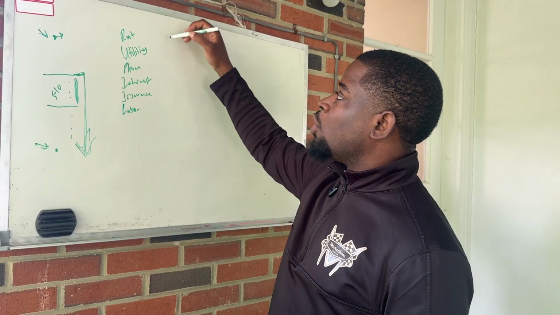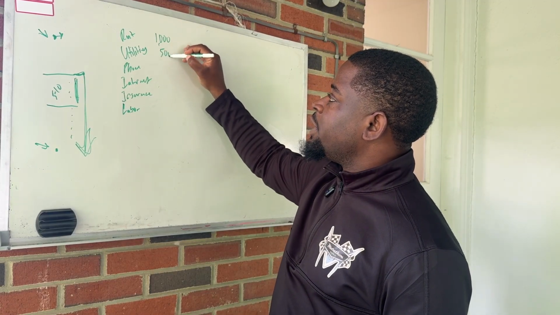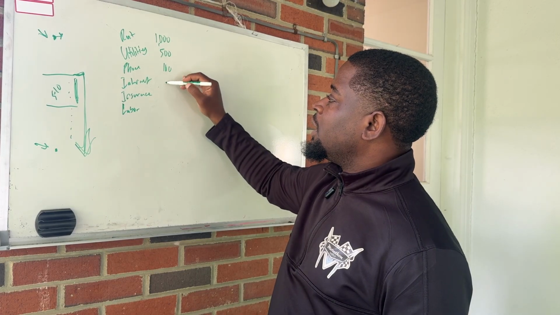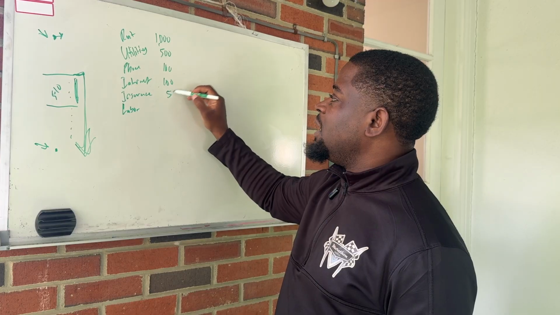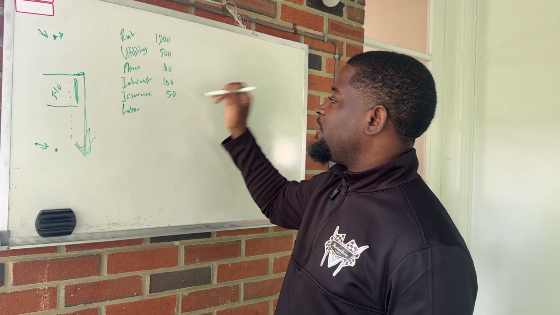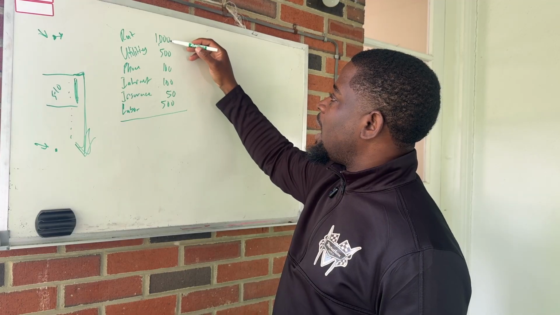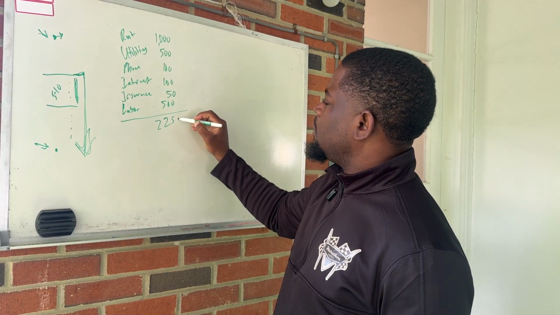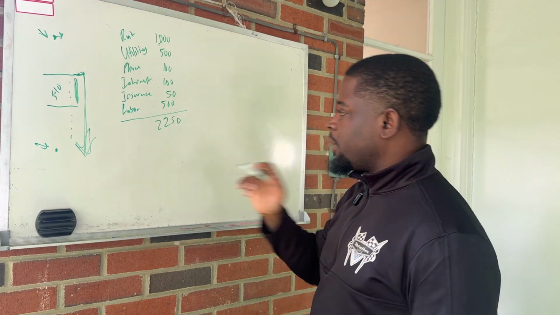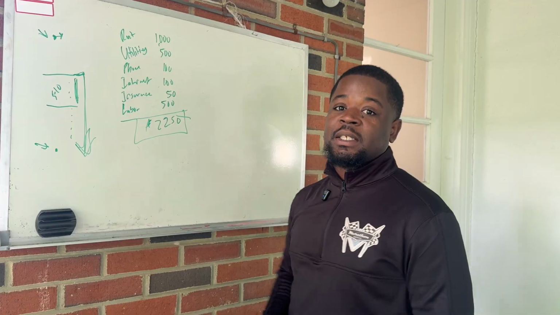I'm just going to throw some numbers out here. Let's say 1,000. Let's say 500. Let's say 100. Let's say 100. Let's say 50. And then let's say 500. We're going to add that up. It's 2,250. Okay, so this is your overhead cost on a monthly basis.